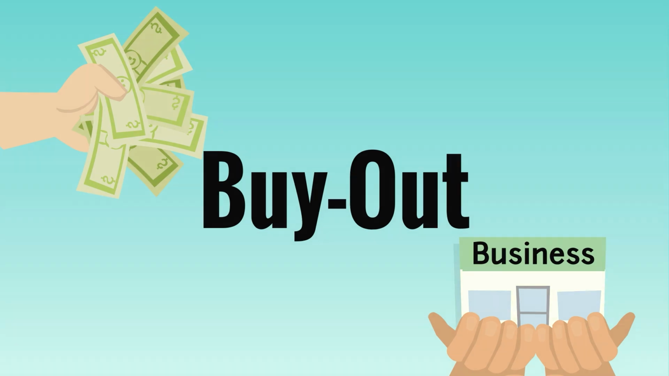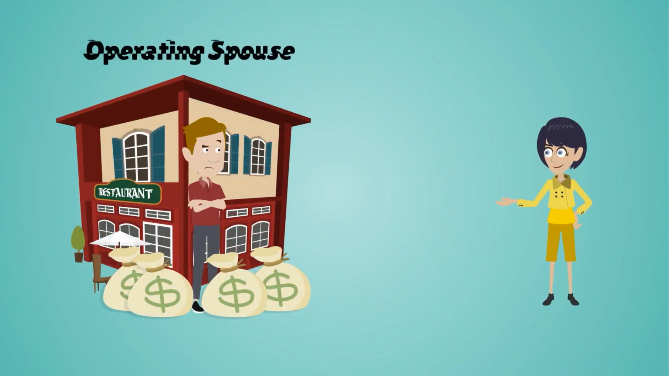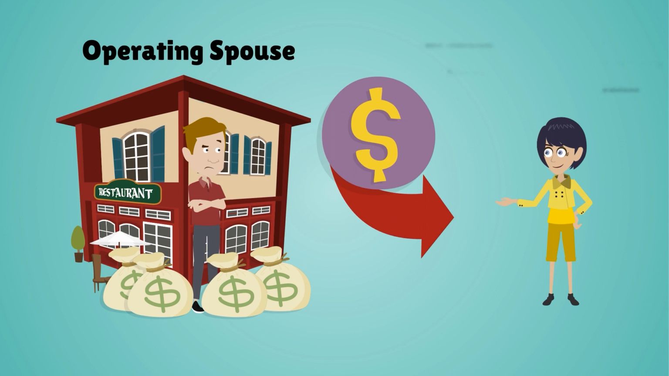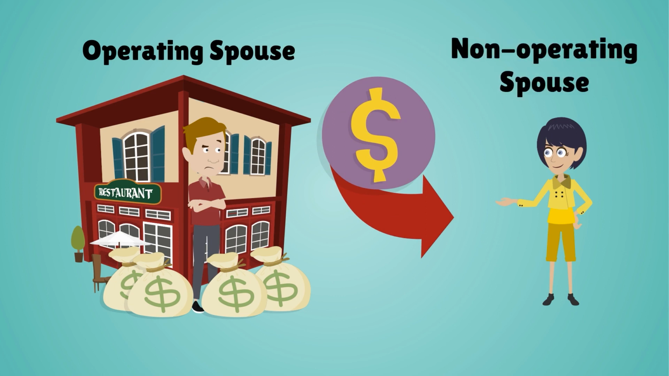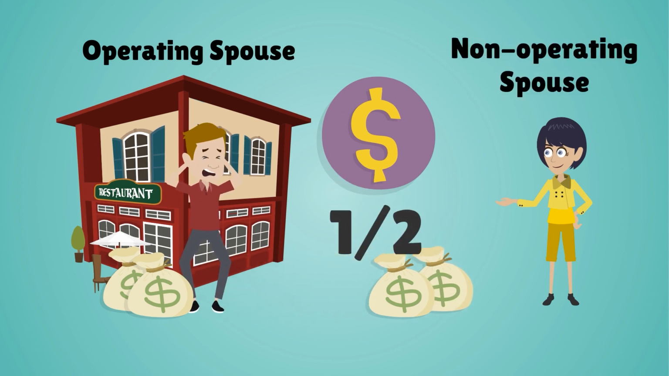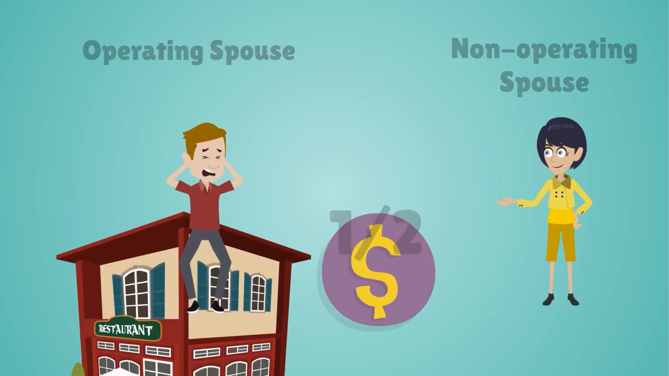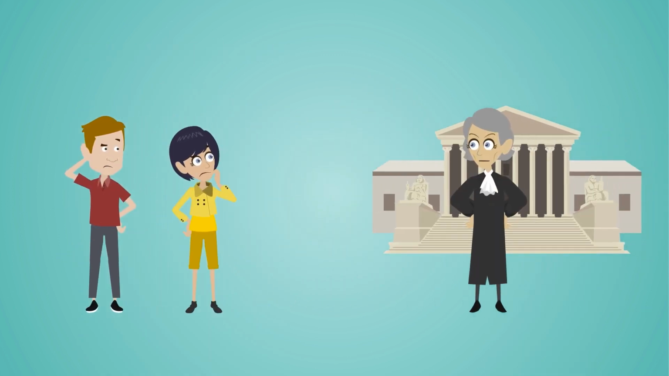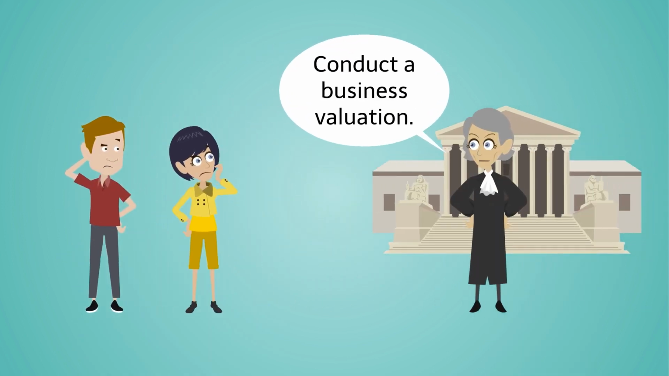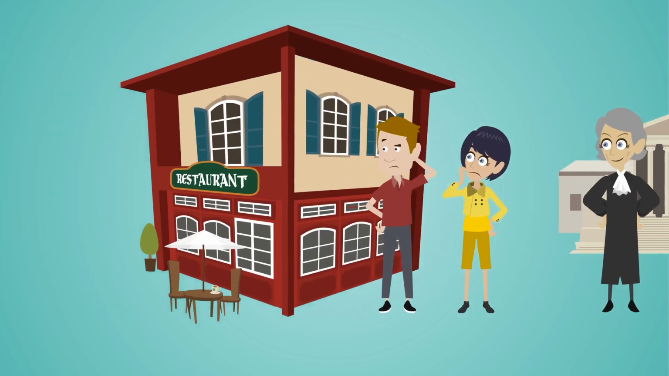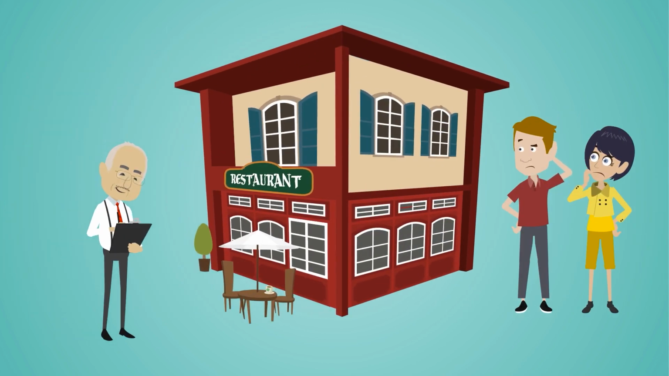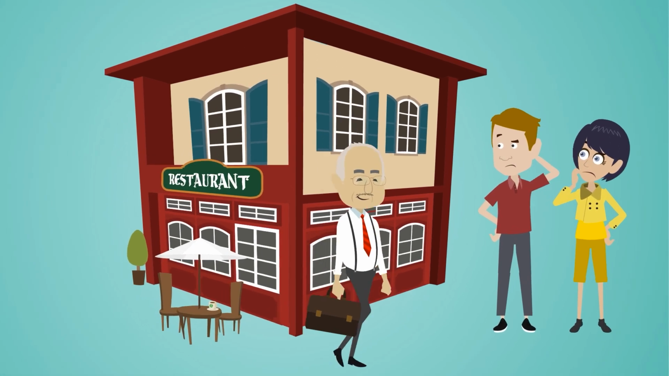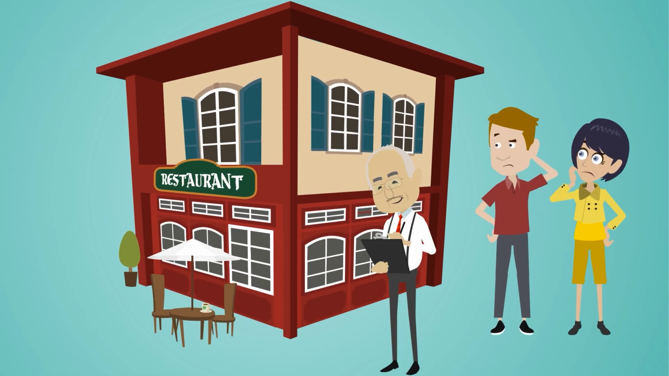Buyout. Normally in divorce, the owner or operating spouse will be required to pay the non-operating spouse half of the value of the community property portion of the business. Family court will require the parties to conduct a business valuation. The law requires that the business valuation method used be reasonable and account for all the factors affecting the value of the business.